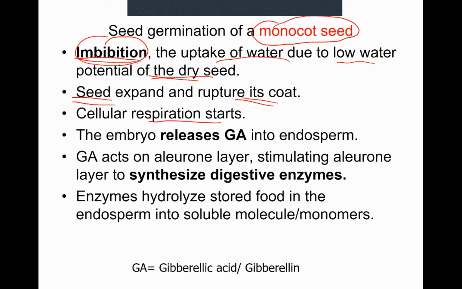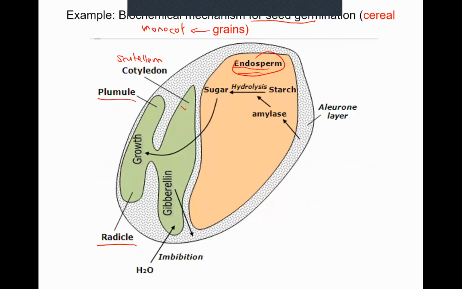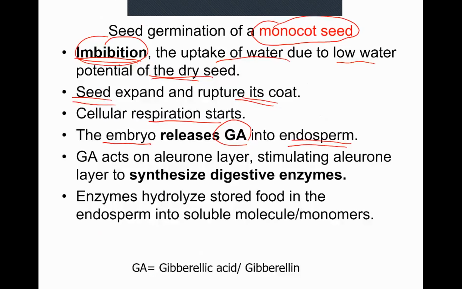Okay, what happened next? Embryo release GA, right? Gibberellin hormone. Okay, embryo will release gibberellin into the endosperm. Okay, right. Let's look at the picture. This is endosperm. Okay, so first it started with the process of imbibition. Right, the seed takes in water, right, and induce the release of gibberellin. Okay, so gibberellin is released into the endosperm, and gibberellin acts on aleurone layer. So in other words, what is the target cell of gibberellin? The target layer or the target cell of gibberellin is aleurone layer.